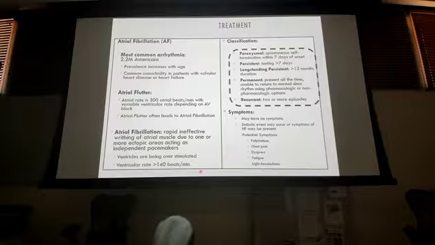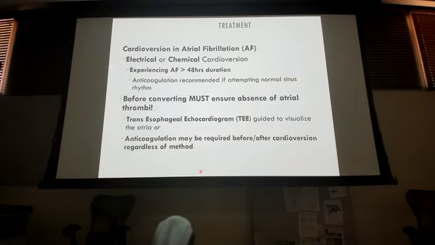Your persistent is something that lasted longer than a week. Your long-standing is something that lasted longer than a year. And your permanent is where it continues to happen. You can't cardiovert that person, or they talk to you as a provider and say, I don't care, I want to stay right here. Okay? So those are the different types that we have when we're looking at our AFib. This is all going over atrial fibrillation right now and how we could potentially cardiovert our patient. So pay attention to the box.